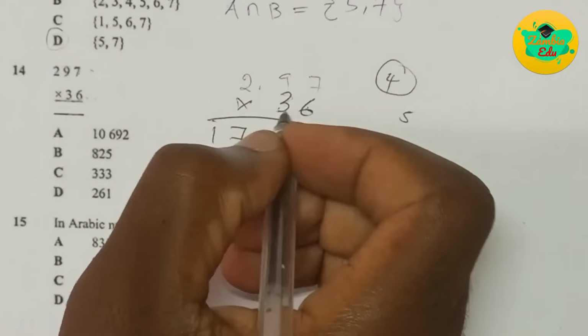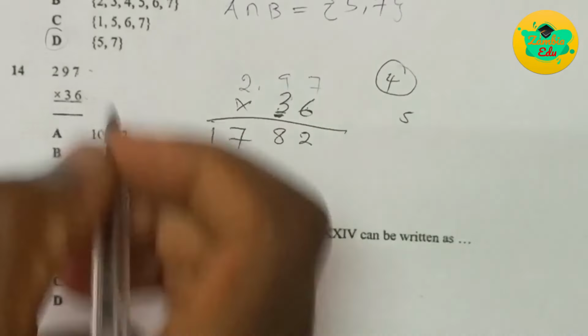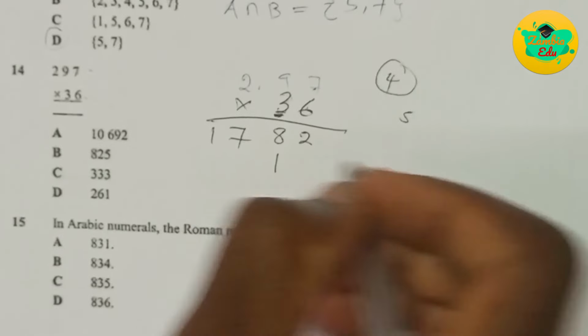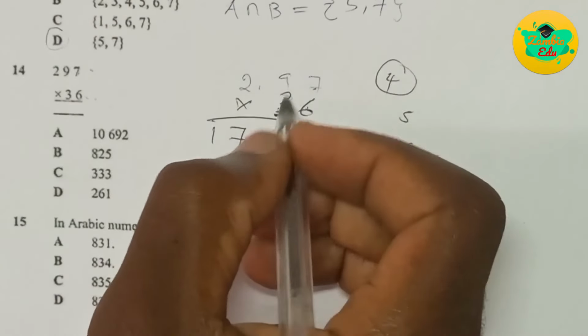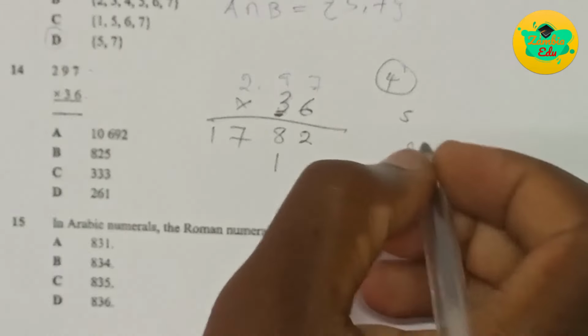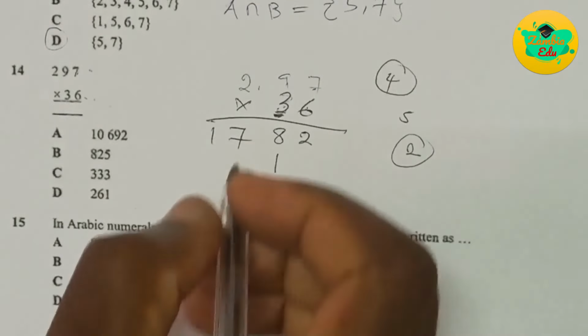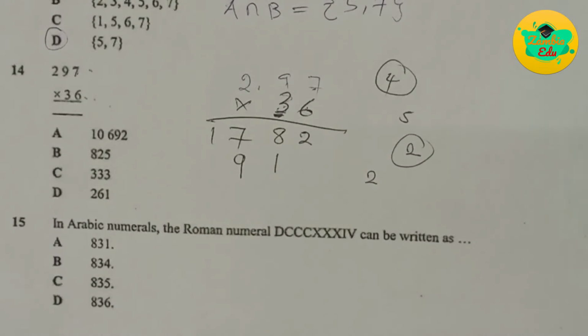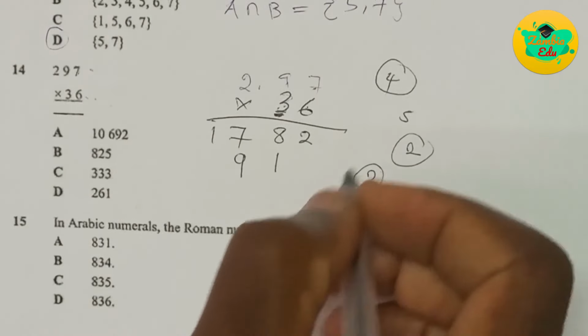So we come to this other number now. Again, we do the same to multiply with everything on top. 3 times 7 is 21. So we write 1, carry a 2. 3 times 9 is 27. 27 plus 2, which remained, is 29. So you write a 9, carry a 2. And then 3 times 2 is 6. 6 plus the remainder 2 gives us 8.